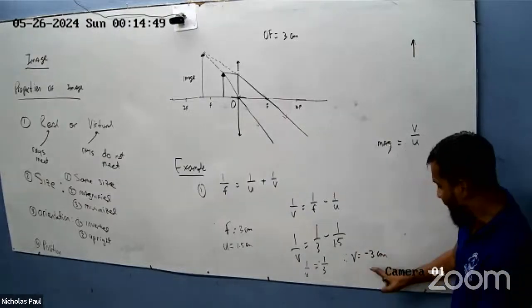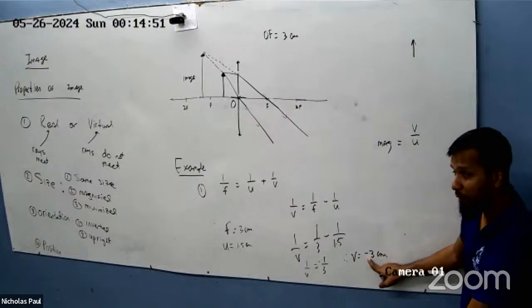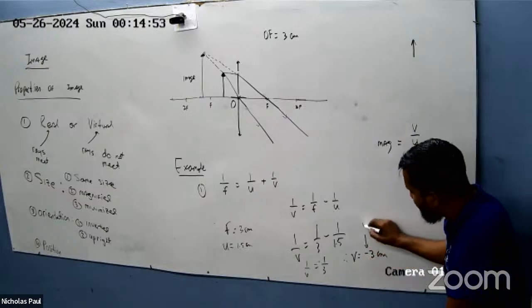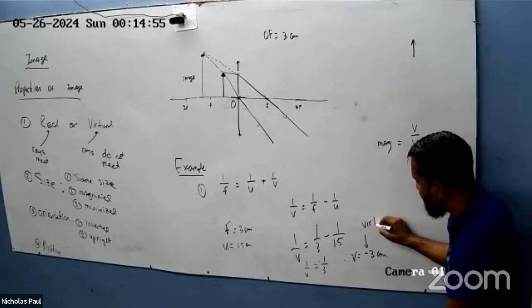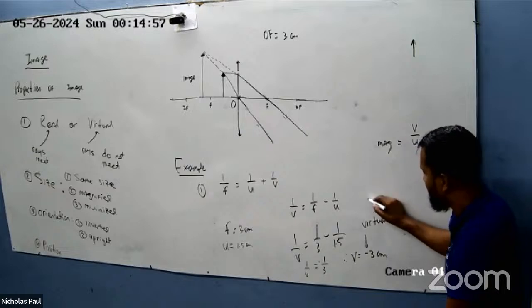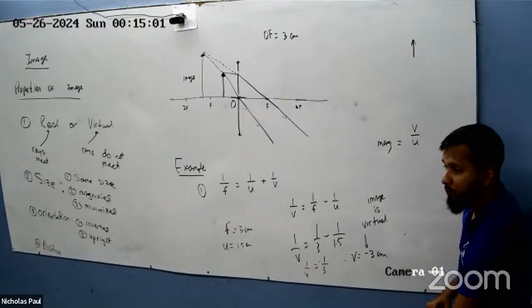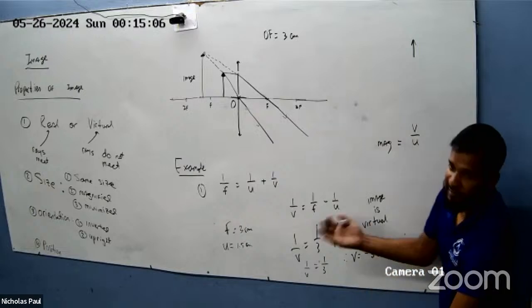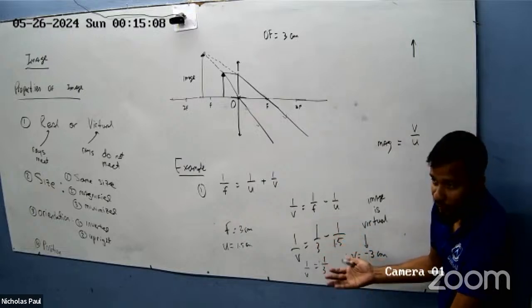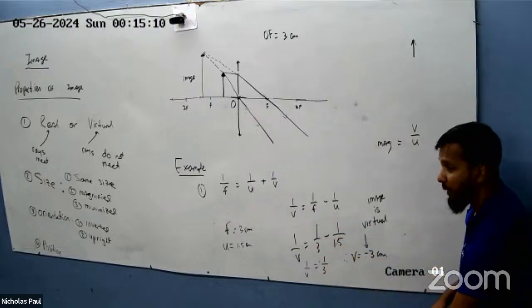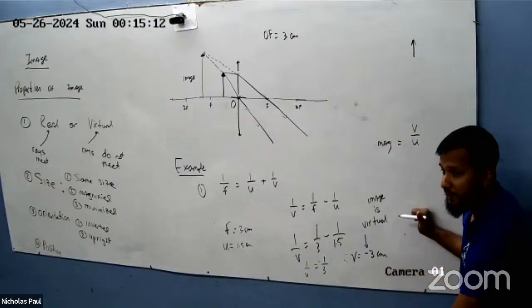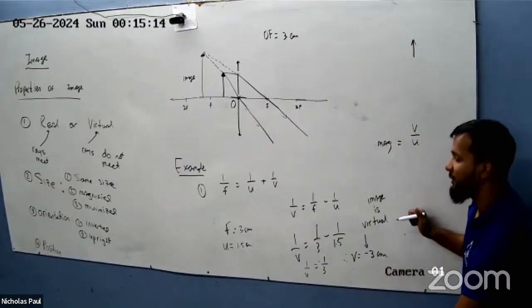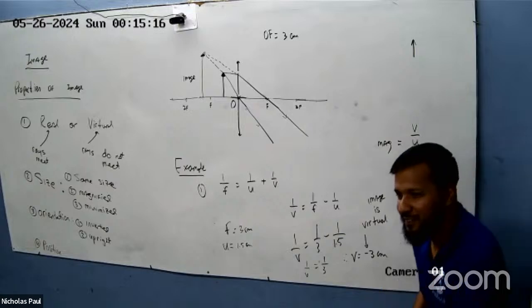So this minus sign here, nothing wrong with that. That minus sign is just telling us that the image is virtual. That's what that minus sign is telling us. If it's positive, it means what? It's real. Please learn this.